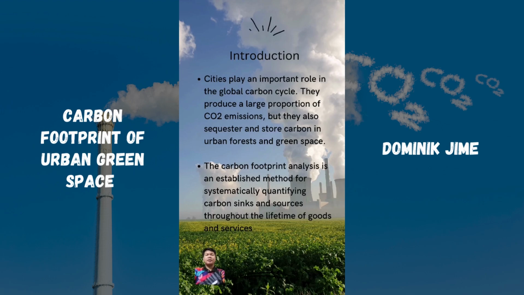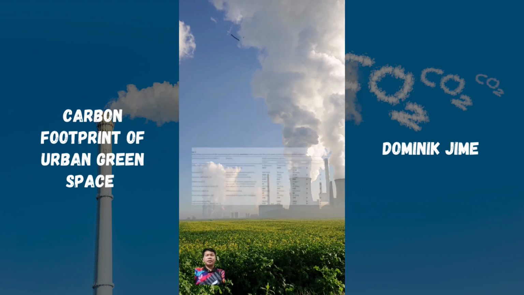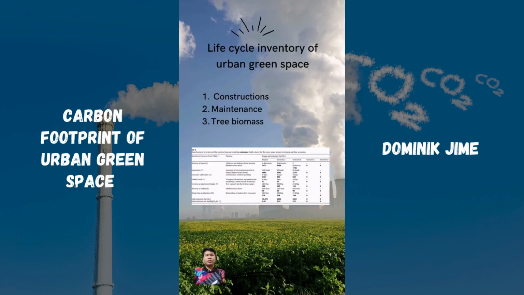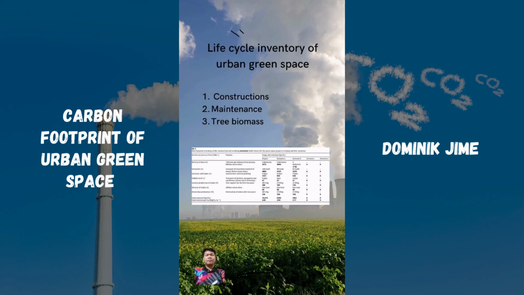of goods and services. Next, there are three life cycle inventories of urban green space, which are construction, maintenance, and tree biomass. Then the figure shows the total emission of construction for urban green space. We can say that any kind of project will produce a carbon footprint.